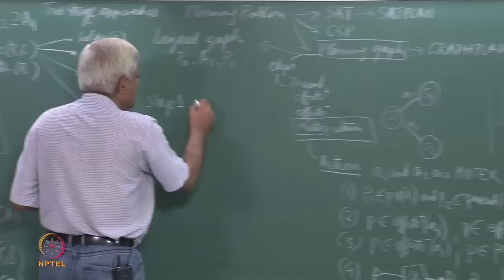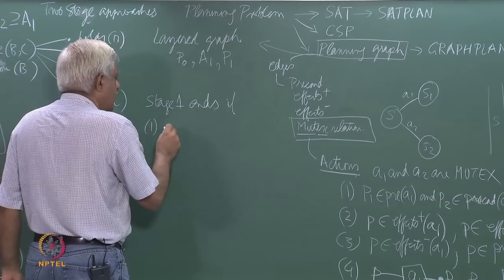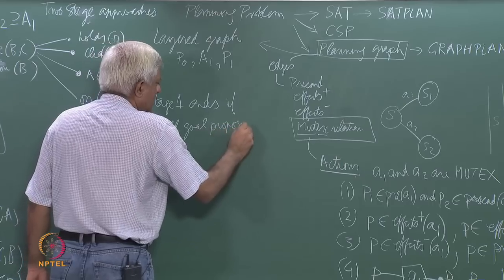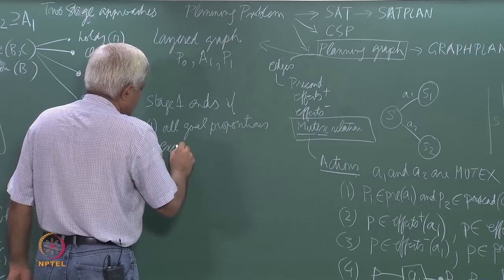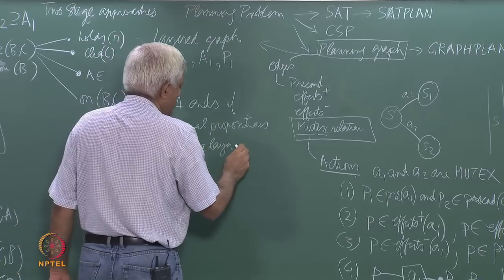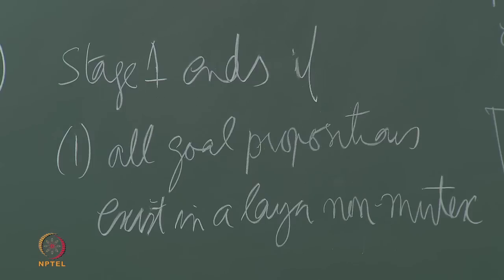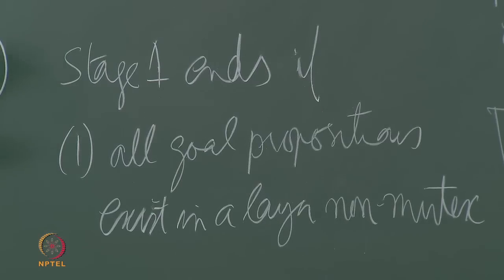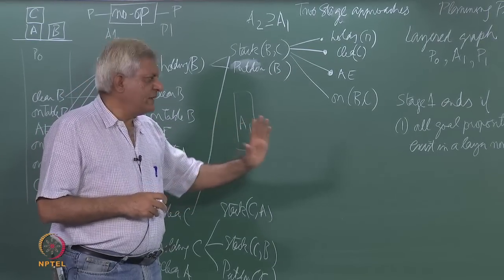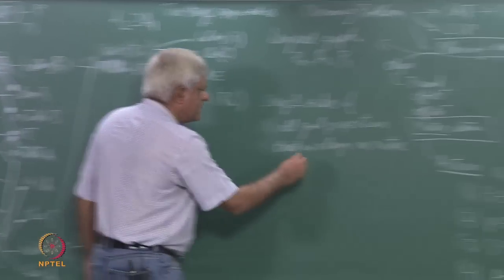So, the stage ends if all goal predicates or propositions exist in a layer non-mutex. If you can find all the goal propositions, what are the goal propositions we are interested in? On AB and on BC. If they happen to be in a proposition layer and they are non-mutex, then we stop this forward planning graph construction exercise and we go to a backward search.